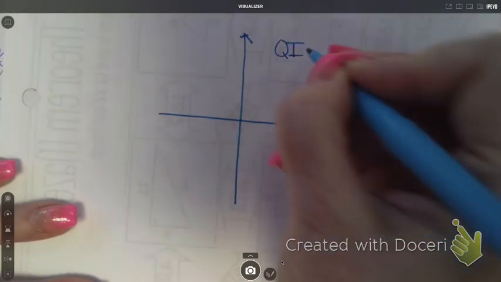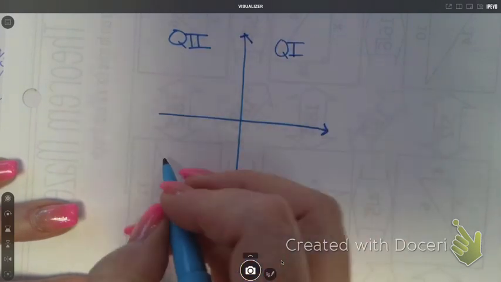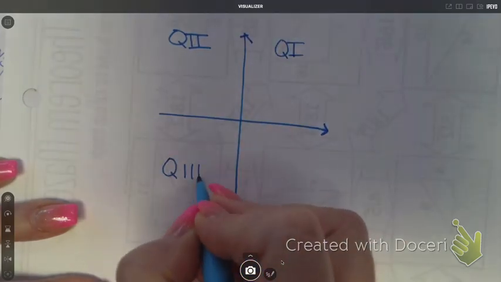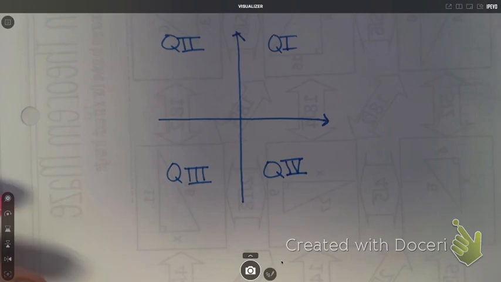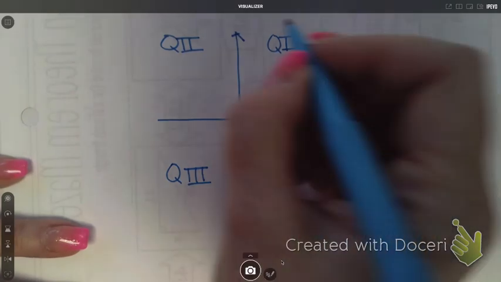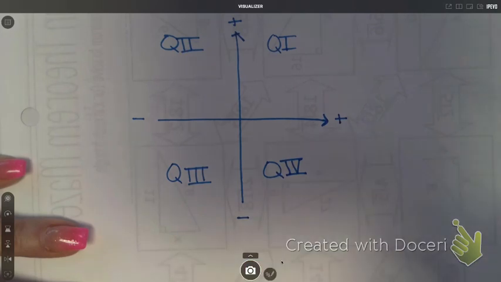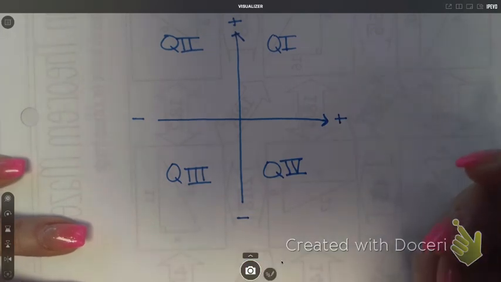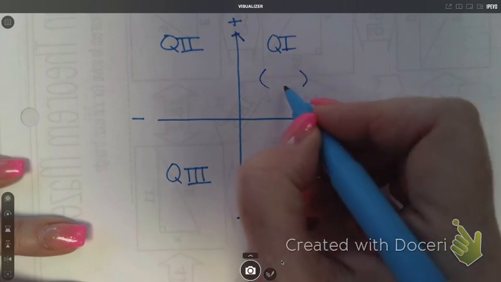Okay, so this is quadrant I, quadrant II, and in Roman numerals, quadrant III and quadrant IV. I will take off for not using Roman numerals. So this is the positive x, the positive y, the negative x, and the negative y. So in quadrant I, what kind of a point do I have?